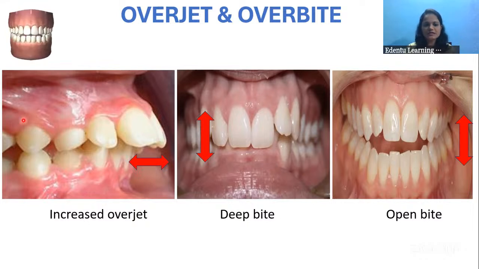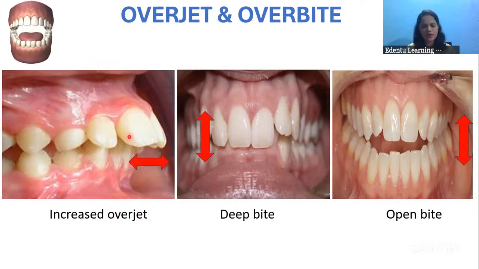So this condition here is the increased overjet. You can see that the lower incisors are here, but the upper incisors are a little bit more proclined. Because of this proclination, there is increased overjet here. This is not 2 to 3 millimeter. Ideal is 2 to 3 millimeter. This is more than that, so that is why it is called the increased overjet.